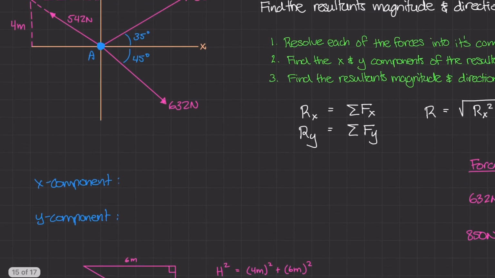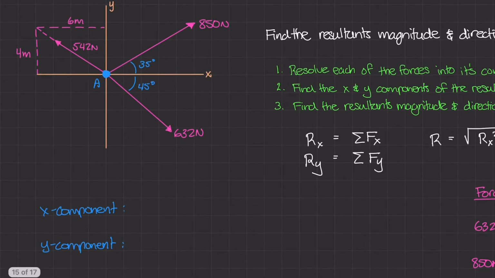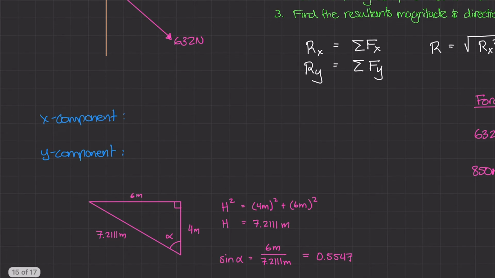Now, we can use this information to figure out what the x component and the y component of that force are. So again, we're looking at this force right here, this 542 Newton force. So we know that the x component is going to go to the left, and in this case, it's going to be negative. And the y component is going to be going up, so the y component is going to be positive. So let's go ahead and do this one at a time. Let's look at the x component first.